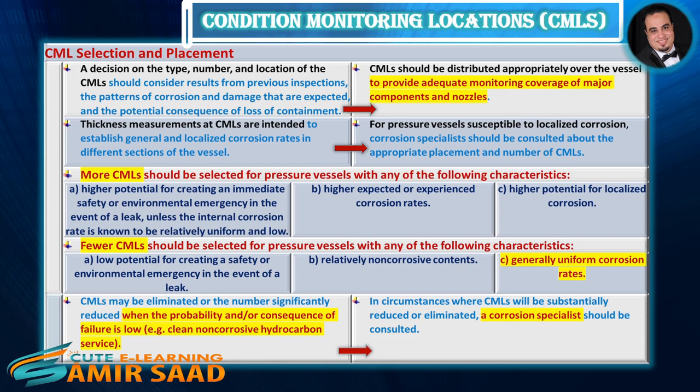For pressure vessels susceptible to localized corrosion, corrosion specialists should be consulted about the appropriate placement and number of CMLs. More CMLs should be selected for pressure vessels with any of the following characteristics: higher potential for creating an immediate safety or environmental emergency in the event of a leak, unless the internal corrosion rate is known to be relatively uniform and low; higher expected or experienced corrosion rates; higher potential for localized corrosion.